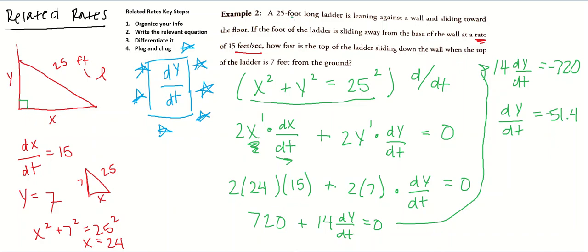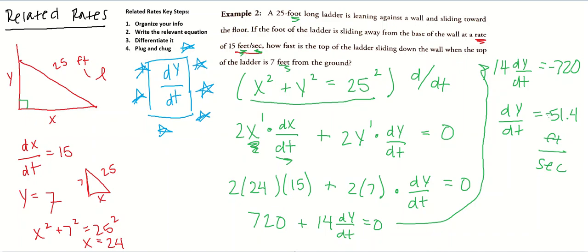Here they said 25 foot, here they said feet, here they said feet. So it looks like we're measuring distance in feet. That means our y units are going to be feet per, and then how are we measuring time? It looks like right here they told us feet per second. So we're measuring time in seconds. So our answer, dy/dt, is equal to negative 51.4 feet per second.